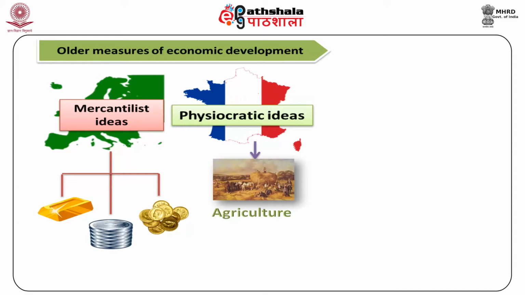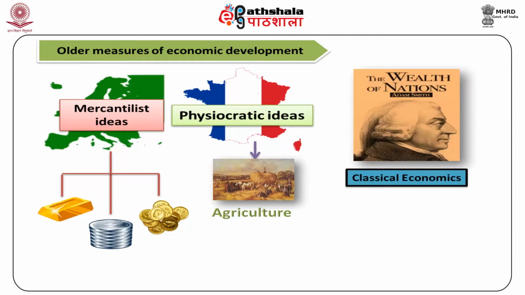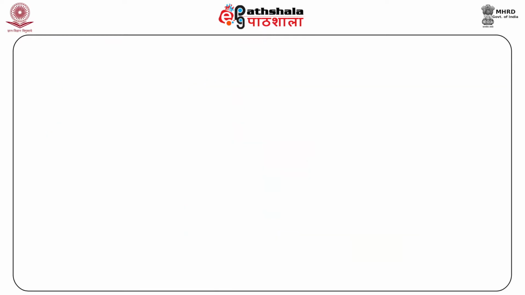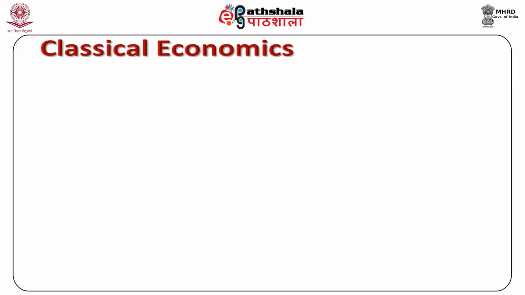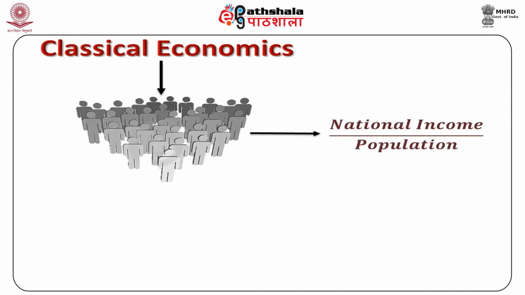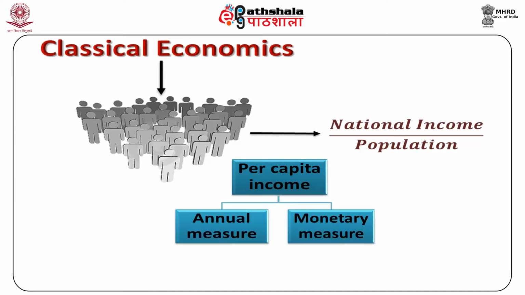In 1776, Adam Smith's The Wealth of Nations, through the ideas of classical economics, introduced the term national income as an indicator of a nation's prosperity. This national income began to be seen as produced by land, labor, and capital with improved technology and increasing specialization through division of labor. Now, as classical economics attached great importance to the role of population, which was growing fast in Europe at that time, there developed the concept of national income per head of population: per capita income, which, like the national income, was an annual and monetary measure.